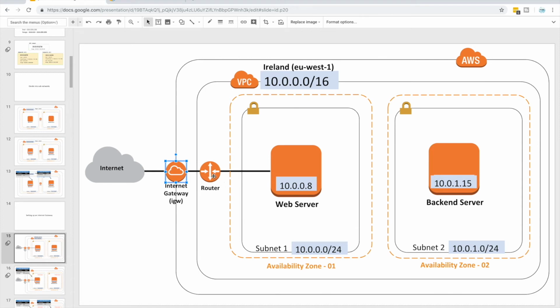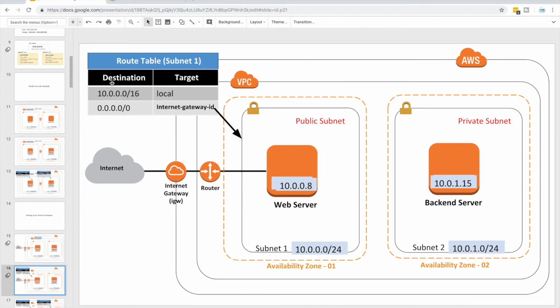If you can see, I have moved the VPC router from here to here, so it will be more clear. What we will basically do is create another route entry in the route table associated with our subnet 1 that points to the internet gateway. So let's have a look at it. This is our currently associated route table for subnet 1.